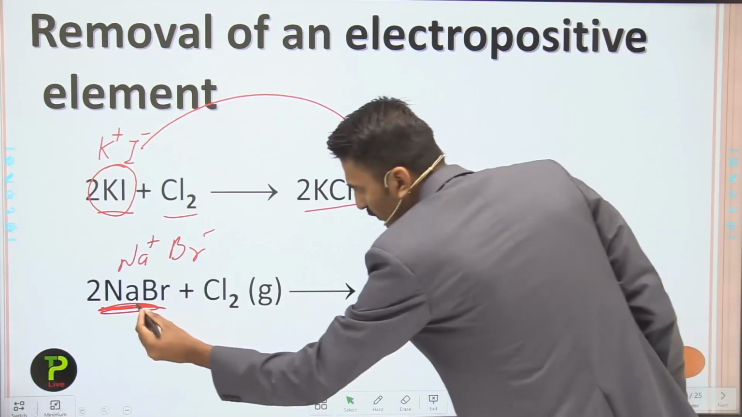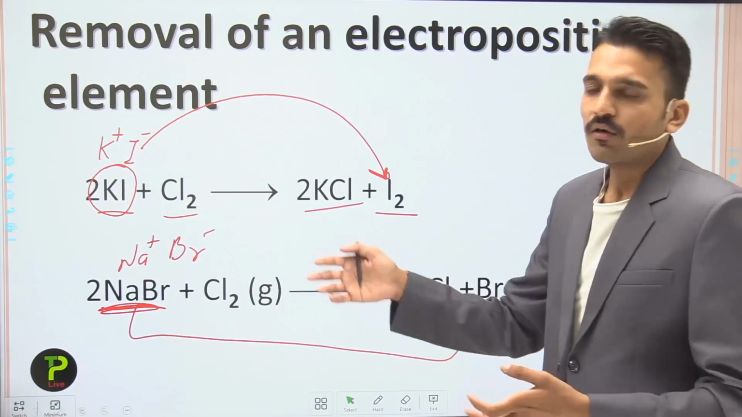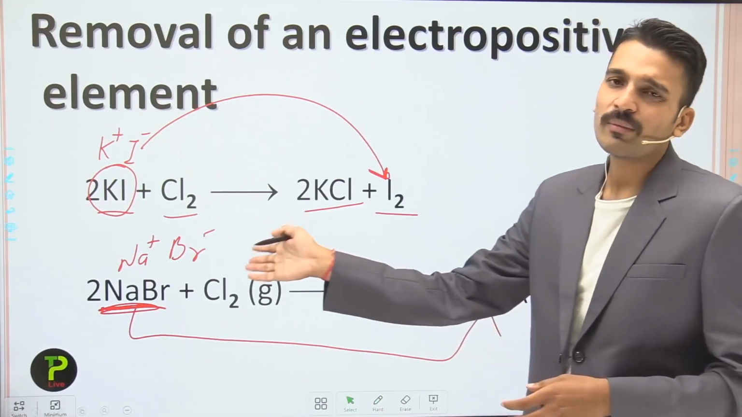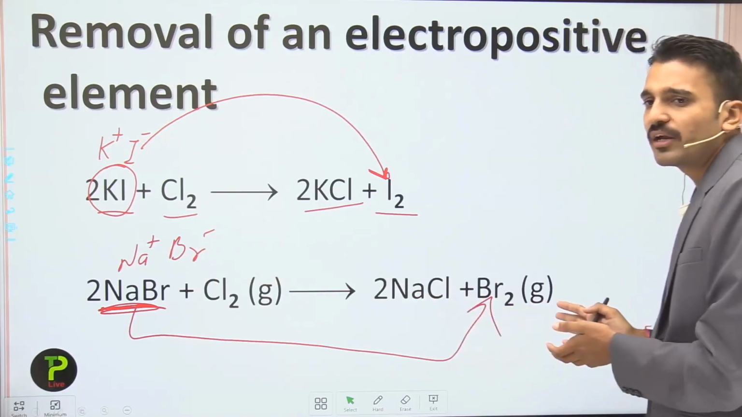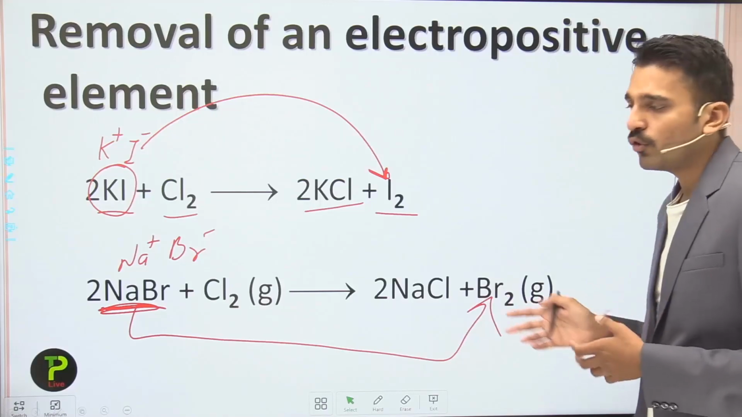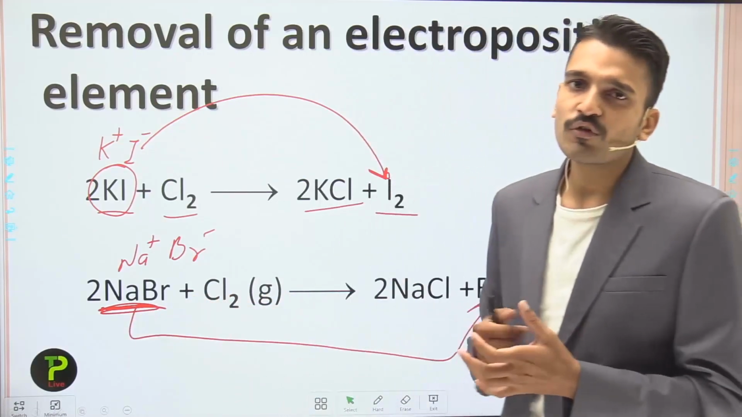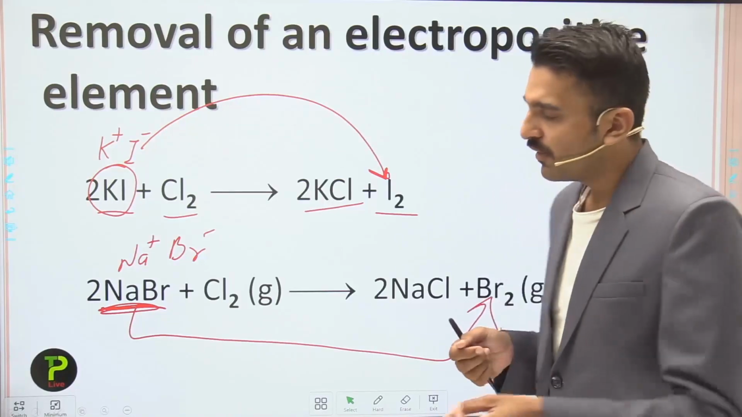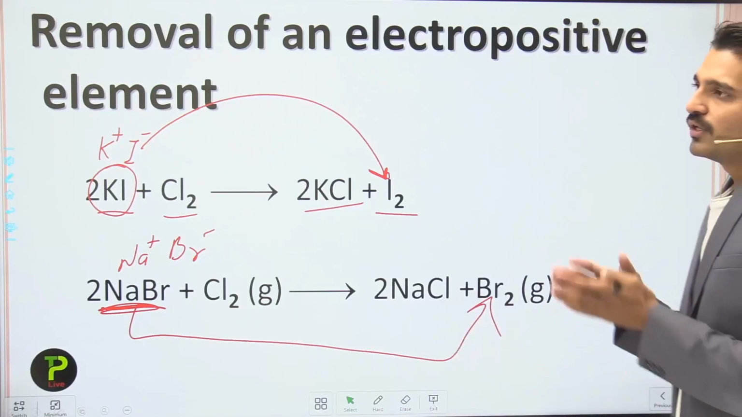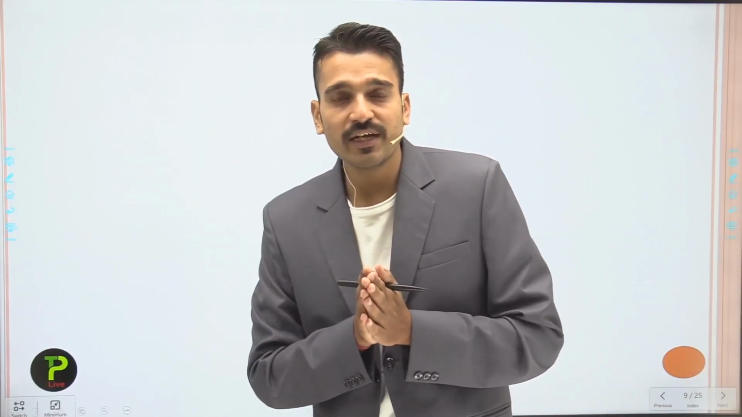So what happens when sodium is removed? When sodium is removed from this NaBr, you can see only that sodium has been removed and there is addition of an electronegative element. So since there is an addition of an electronegative element, which is bromine, or the removal of an electropositive element, that is sodium, it also comes under the category of oxidation reactions. So you have seen what oxidation reactions are.